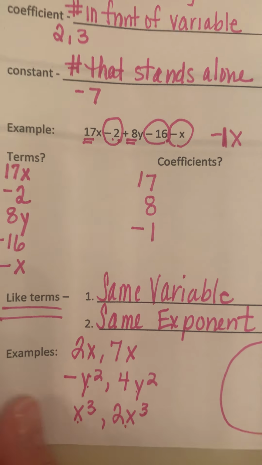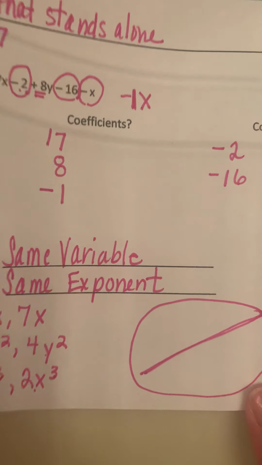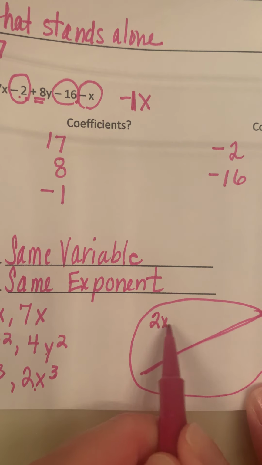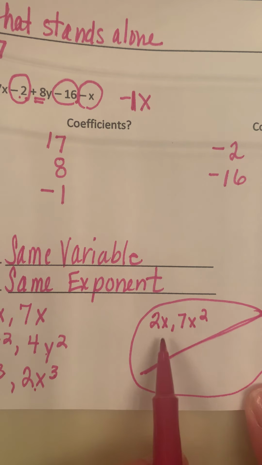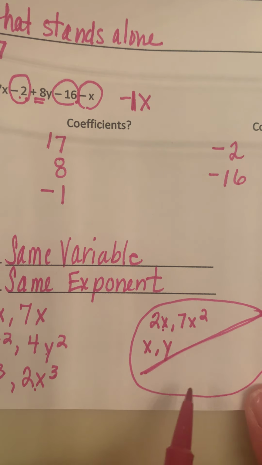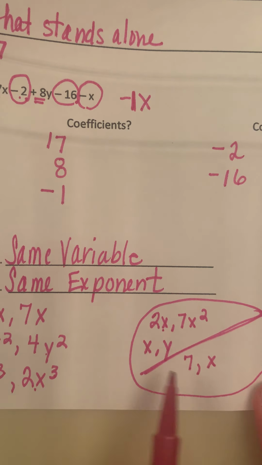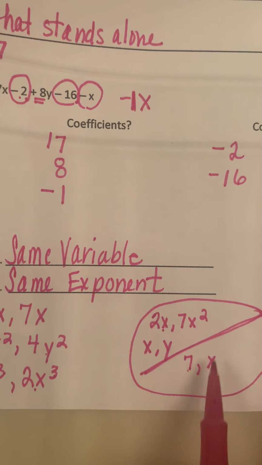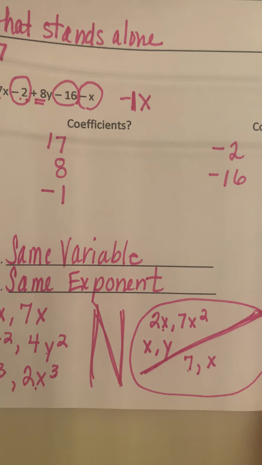So sometimes I like to give examples of things that are not like terms. I'm going to draw this big circle here with a no, okay? So some examples might be like 2x and 7x squared. These are not like terms because you have an x and an x squared. Or maybe x and y, not like terms, they're not the same variable. 7 and x, because 7 doesn't have a variable and x does. So these are all examples of not like terms. So if you want to write a big no like that, okay?